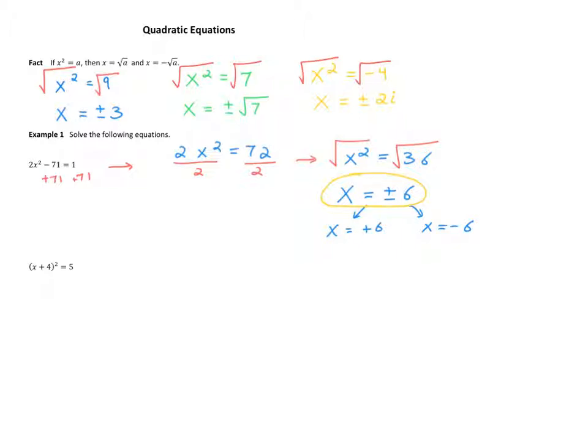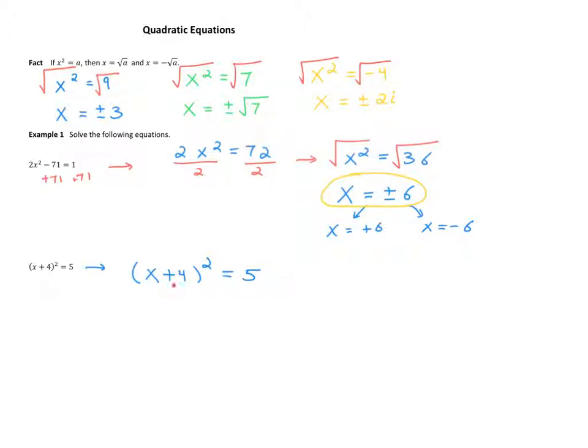So let's try this again, but looking at this one. There's kind of a problem because it's not just x squared, but it's x plus 4 and then squared. How could I deal with this? So I'm just going to write this so it's a little bit larger, but we have x plus 4 squared is equal to 5.